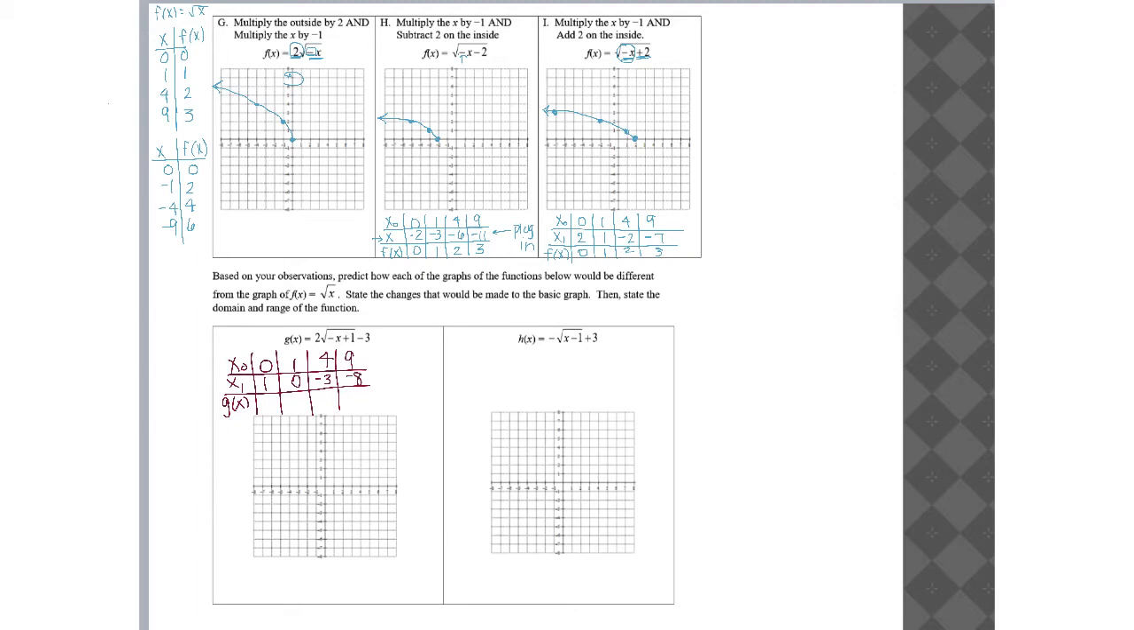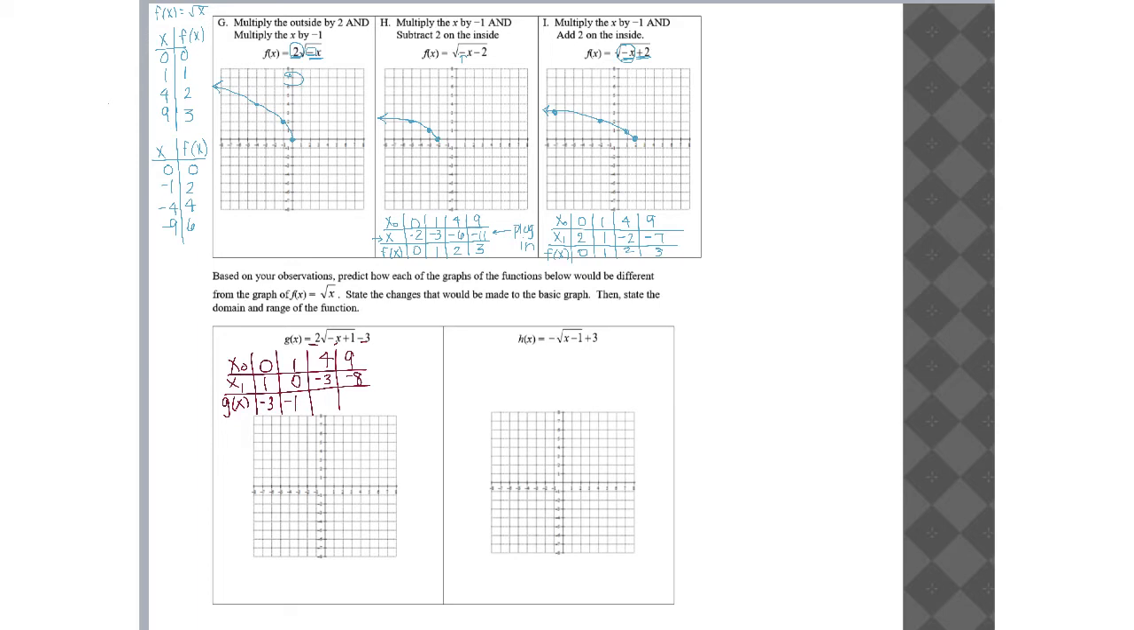Now let's go plug in and see what our new y values are going to be. Or if you wanted to look at your old y values, you would multiply the old ones by 2, and then you would subtract 3. But from this point, it's really just as easy to go ahead and plug in your 1 here. So I'm going to have 0. Square root of 0 is 0. 2 times 0 is 0. And then if I subtract 3, I have negative 3. And so for my next value, plug in 0 here. And so I'm going to get 1, square root of 1 is 1, times 2, and then subtract 3, so I have negative 1.